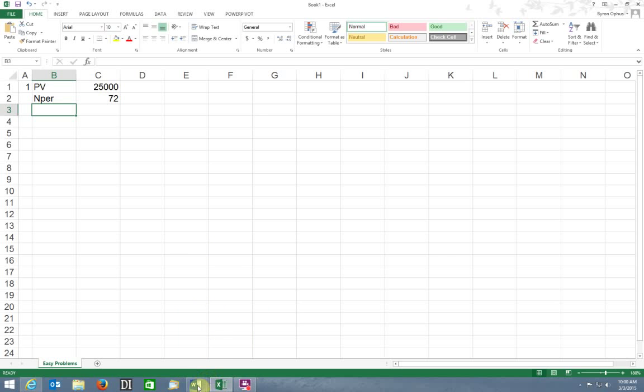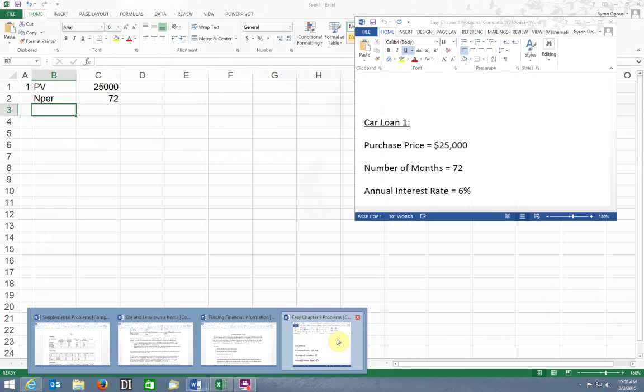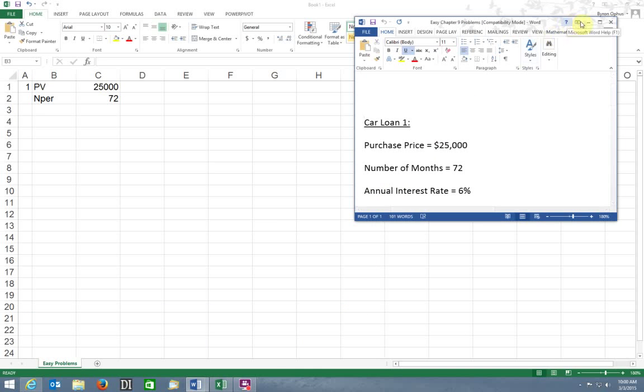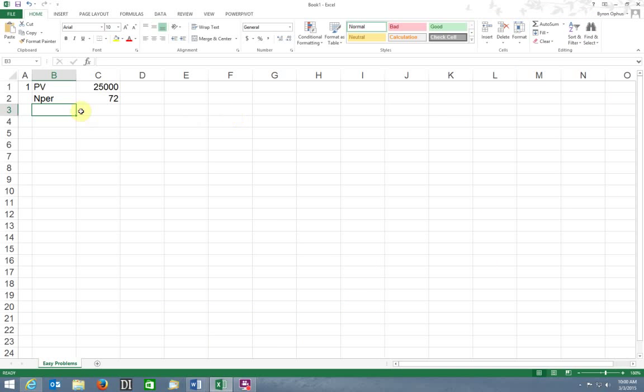And then I have to find what my interest rate is, 6%. Okay, so my rate is 6%, 0.06. And then I just have to solve, and in this case I'm going to solve for payment. So I'm going to change it, make it a little different.